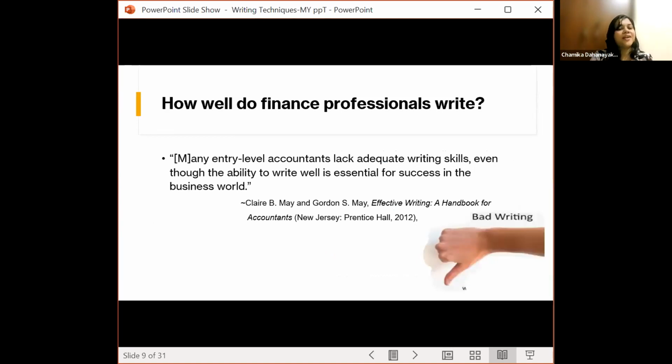How well do finance professionals write? Okay? I'm not the one saying this. This is from a very respected book, and it's like an industry standard. The authors of this book say that many entry level accountants lack adequate writing skills, even though the ability to write well is essential for success in the business world.